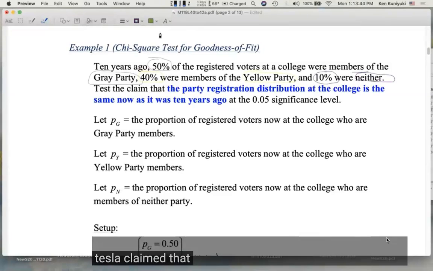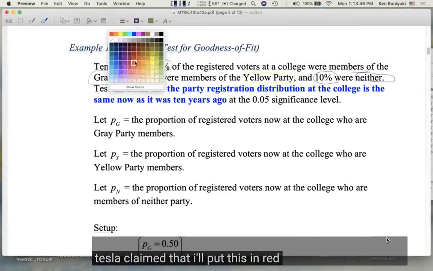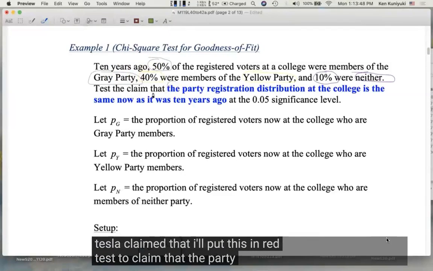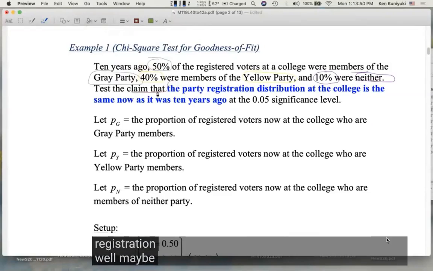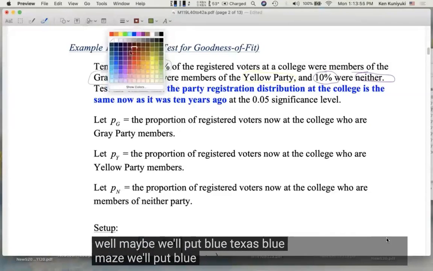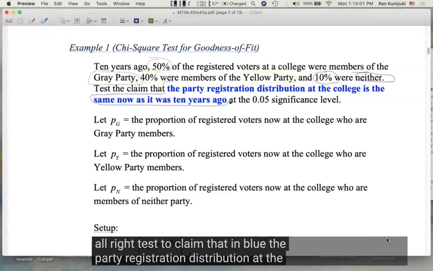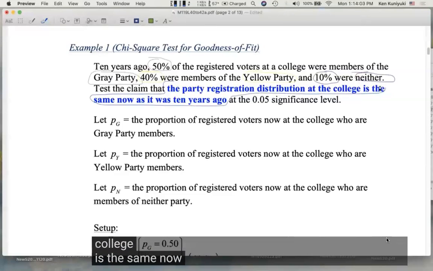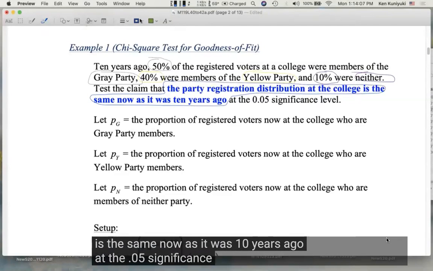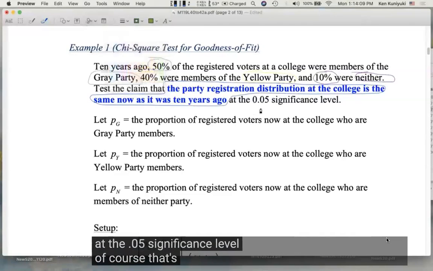Test a claim that the party registration distribution at the college is the same now as it was 10 years ago at the 0.05 significance level. Of course, that's alpha.